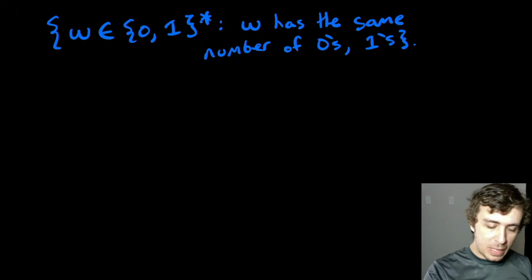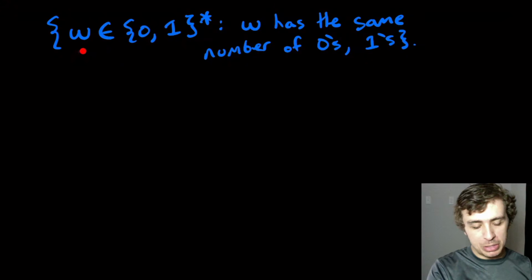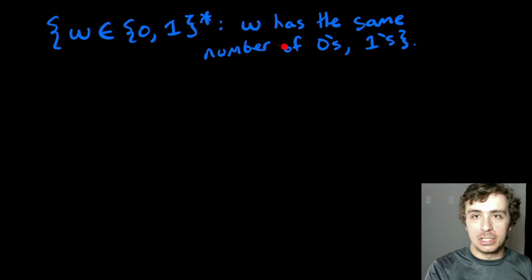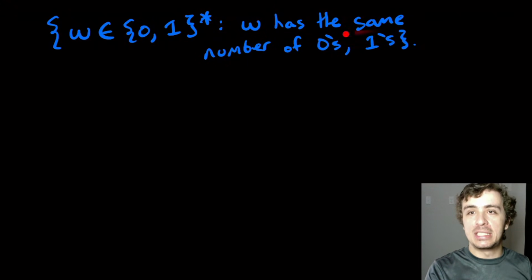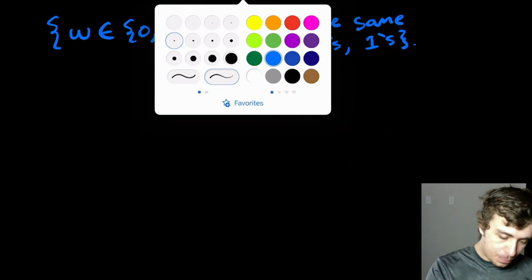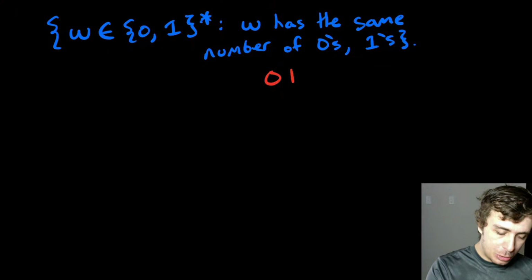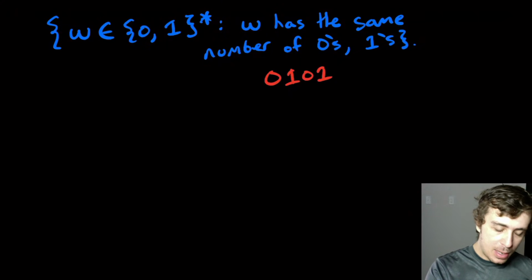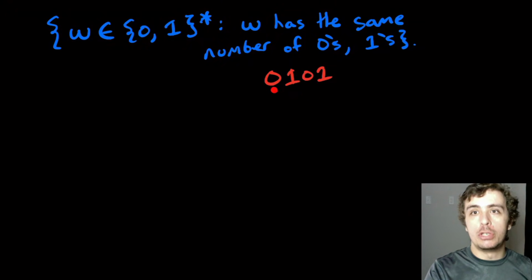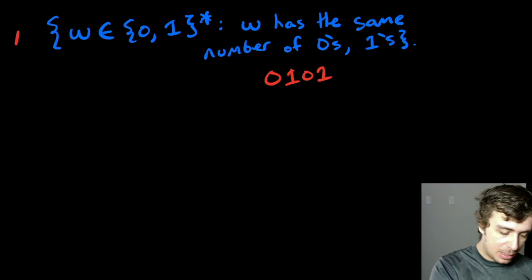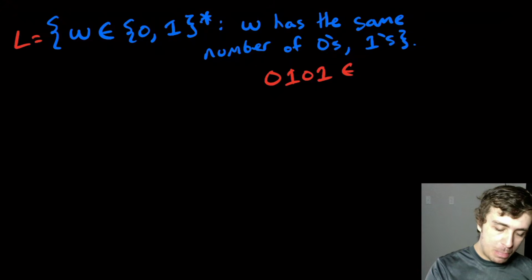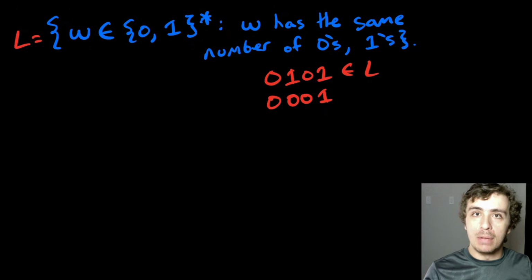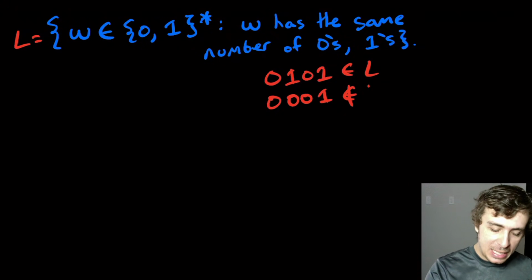Okay, so let's prove that this language is not regular. So it's the set of all strings over {0, 1} star, such that the string has the same number of zeros and ones. So as an example, if I look at the string 0, 1, 0, 1, that clearly has the same number of zeros and ones in it. So that would be, let's call this language L, so this would be in L. But if I look at the string 0, 0, 0, 1, that has a different number of zeros and ones, and so that thing is not in L.